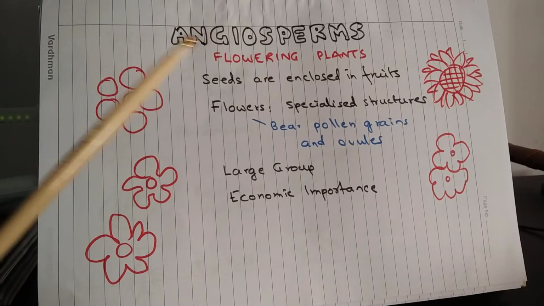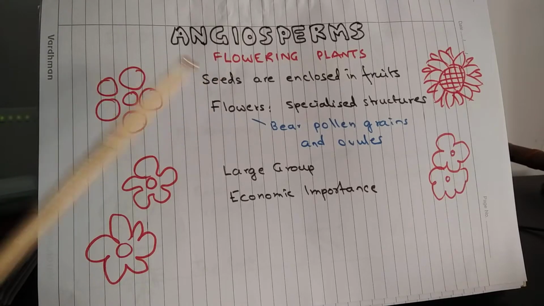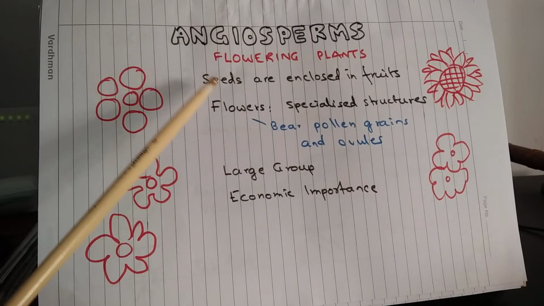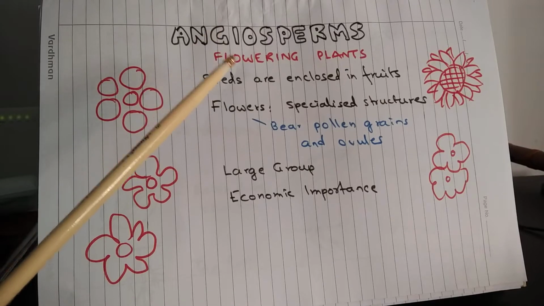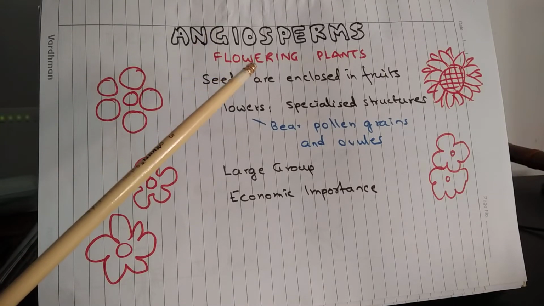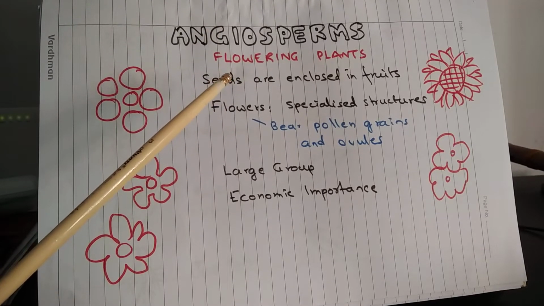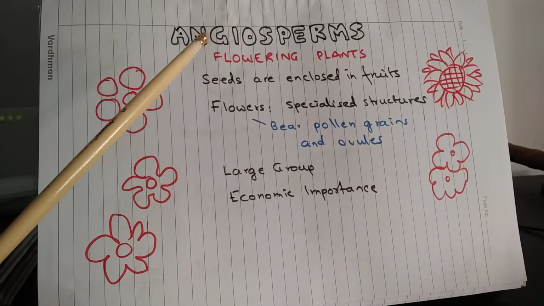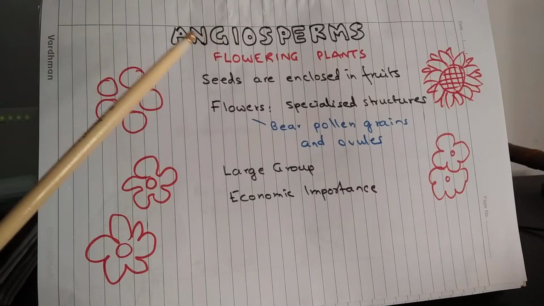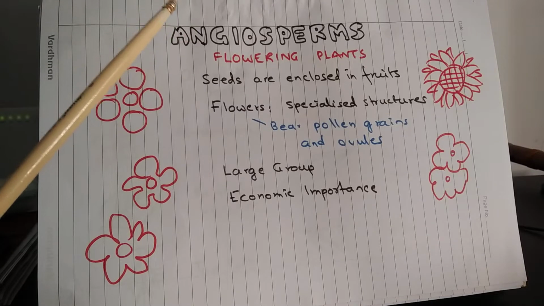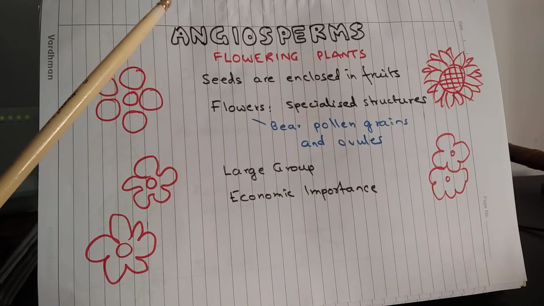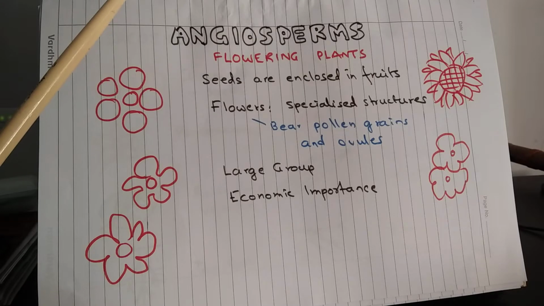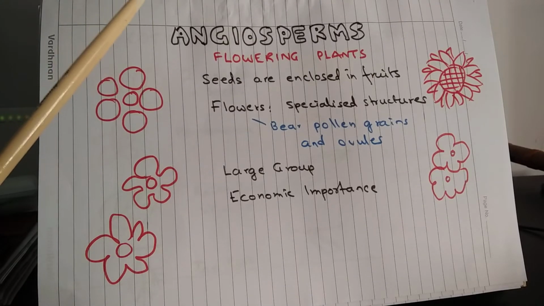Apart from the fact that these plants produce flowers, another important feature of angiosperms is that seeds are enclosed in fruits. Seeds develop inside fruits, and what is fruit? Fruit is a mature ovary. So, the ovule develops inside the ovary. Neither the ovule nor the seeds are exposed like in gymnosperms. Gymnosperms produce naked seeds. Angiosperms produce protected seeds, covered seeds, you can say.